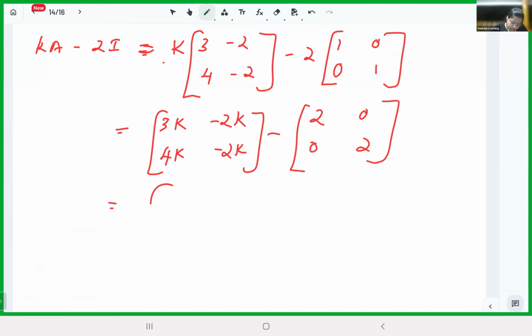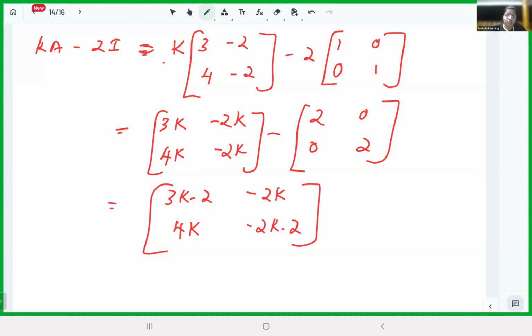So what is the value? You have to subtract the corresponding elements. So the first element will be 3K minus 2. Second element is minus 2K minus 0, that is minus 2K itself. Then 4K minus 0 is 4K, and minus 2K minus 2.